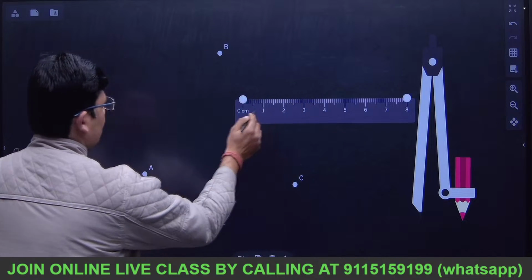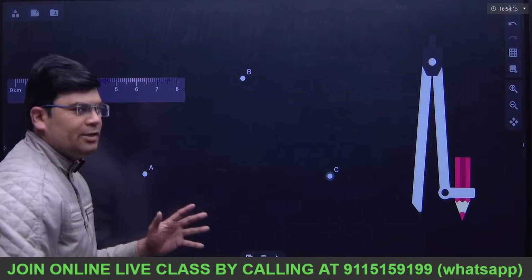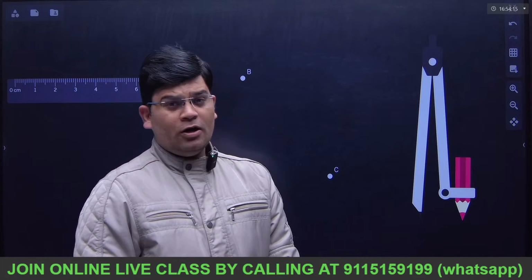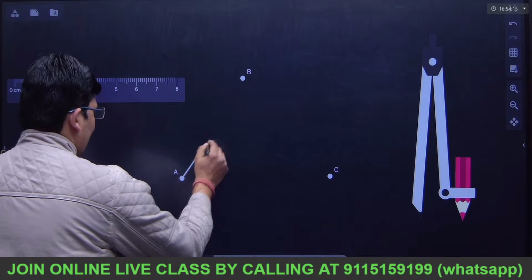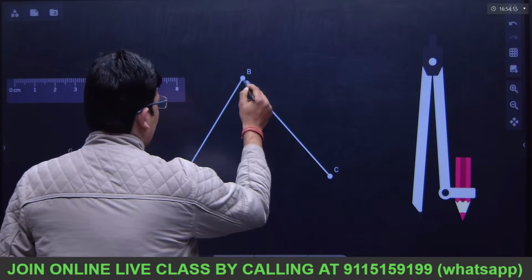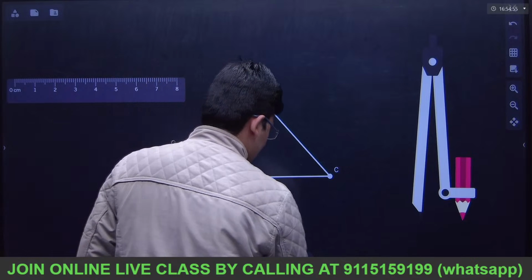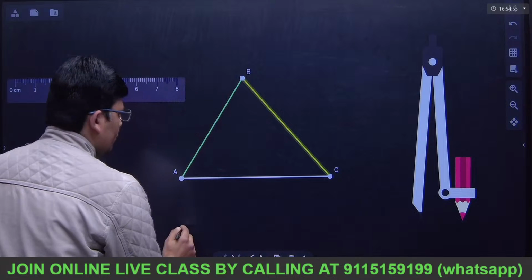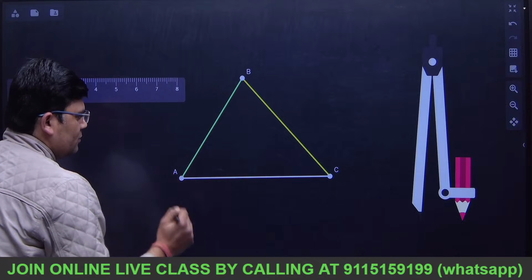Okay, so let us make a triangle. Let us join all these sides, and I'm taking just random points. So these points are not of any isosceles triangle or any equilateral triangle. These are just random points, and I'm joining them with a straight line to form a triangle. I have joined them to form a triangle. Now you can see the three colored sides. One is green, one is yellow, one is white.